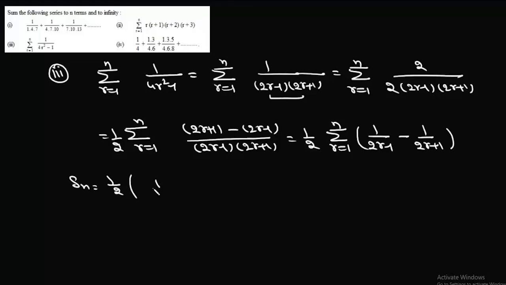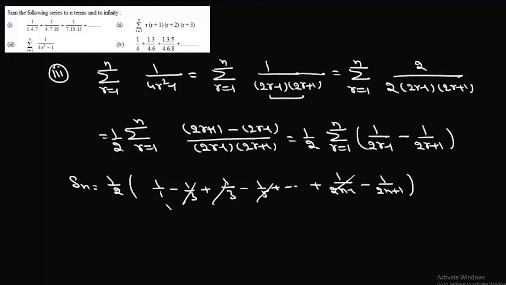Now we put r as 1, it will be 1 upon 1 minus 1 by 3, r as 2, so it will be 1 by 3 minus 1 by 5, and we'll continue up to 1 upon 2n minus 1 minus 1 upon 2n plus 1. Now 1 by 3, 1 by 5 will cancel. So here we have this first term, so we'll have this last term. So this Sn will be 1 by 2 into 1 minus 1 upon 2n plus 1, or this is n upon 2n plus 1.